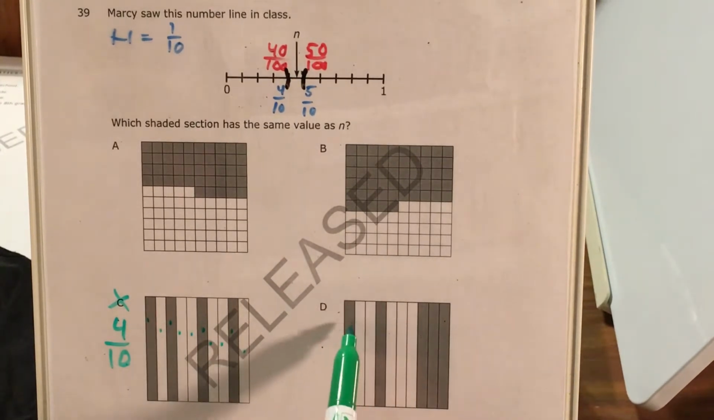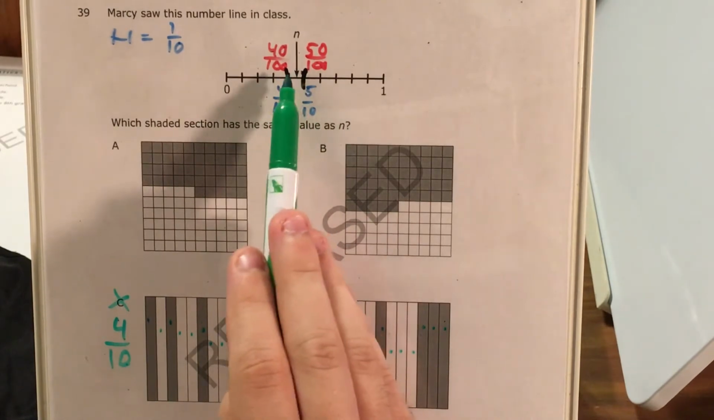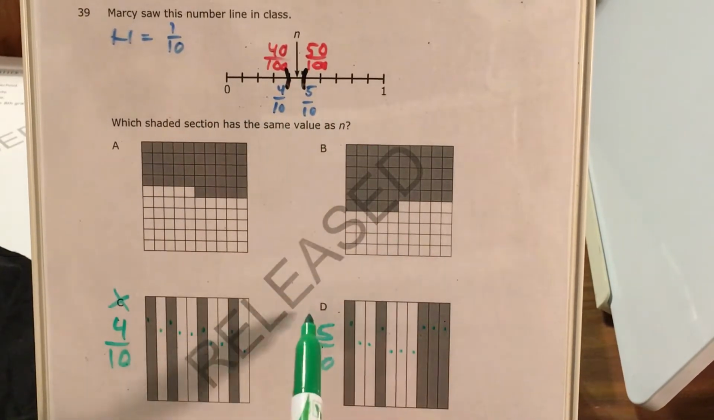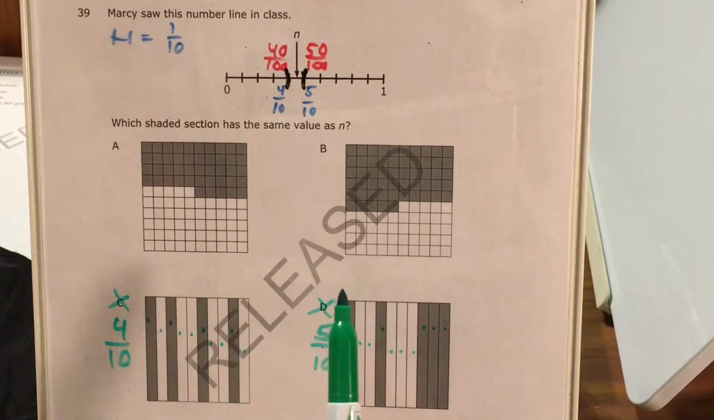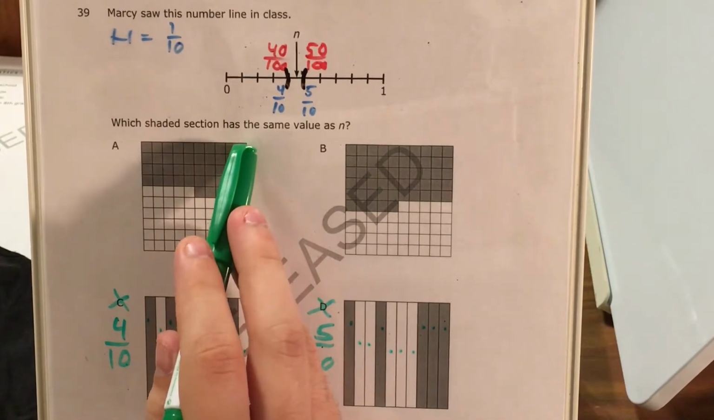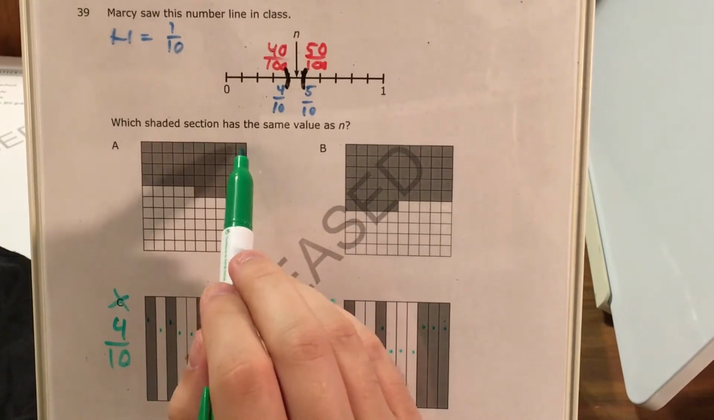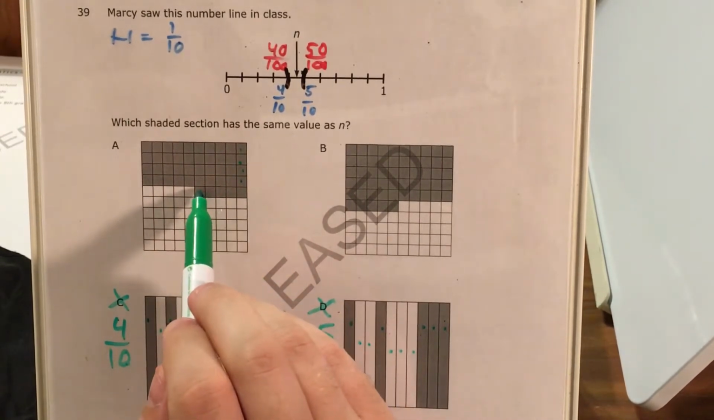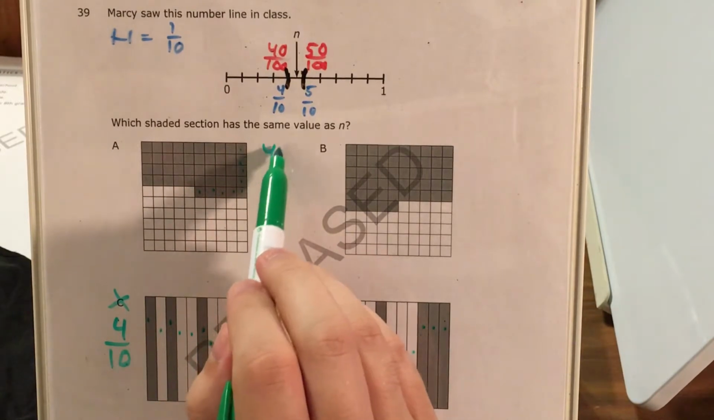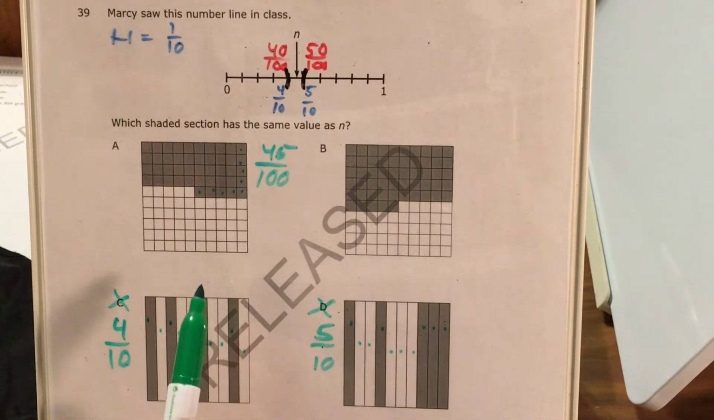I come over to D, and I see 1, 2, 3, 4, 5 shaded sections out of 6, 7, 8, 9, 10. Now 5/10 again looks like it's too high and is not between our 4/10 and 5/10. So let's knock that out. So now it's between choice A and choice B, and each of these are hundredths, but I'll take a little shortcut and say that every full row here is 10. So for choice A, I've got 10, 20, 30, 40, 41, 42, 43, 44, 45 shaded squares out of 100 total.